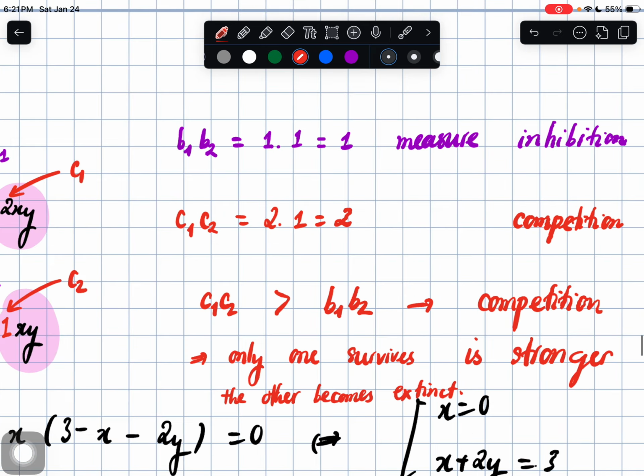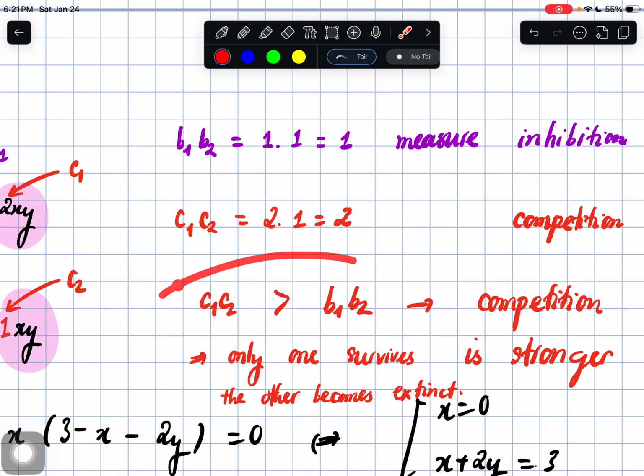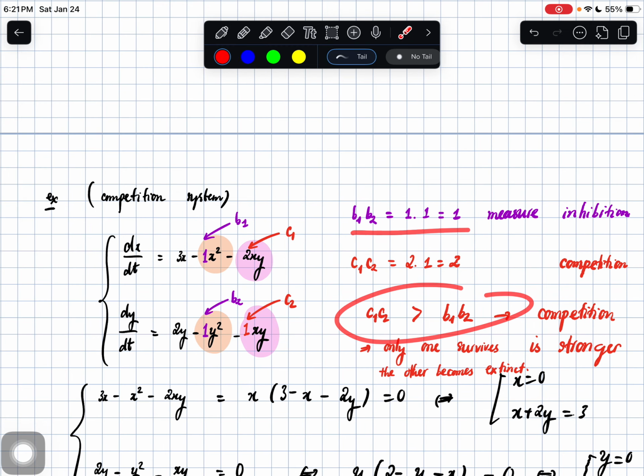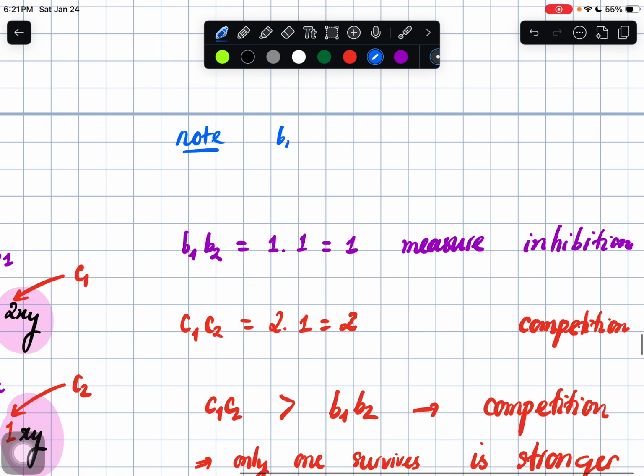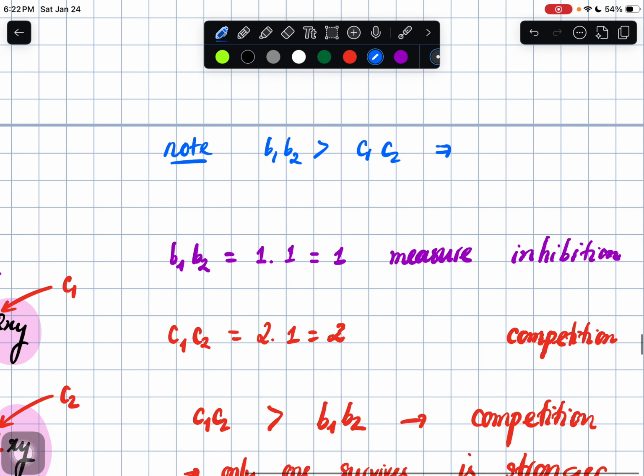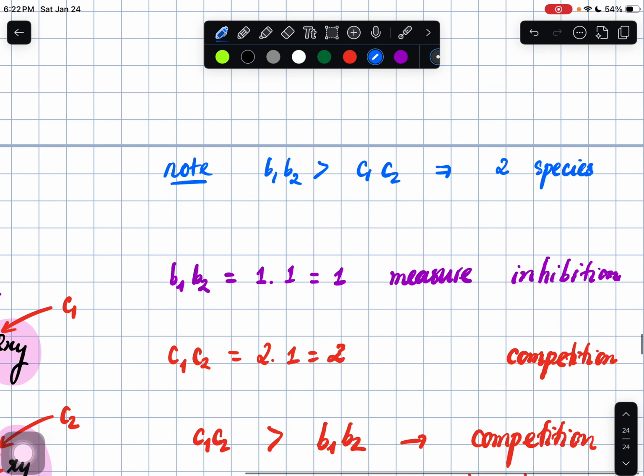For the opposite case, when the self-limitation is bigger, not our case though, when the self-limitation or inhibition is bigger, the product B1 times B2 is bigger than C1 times C2, then the two species can and do coexist in this case.